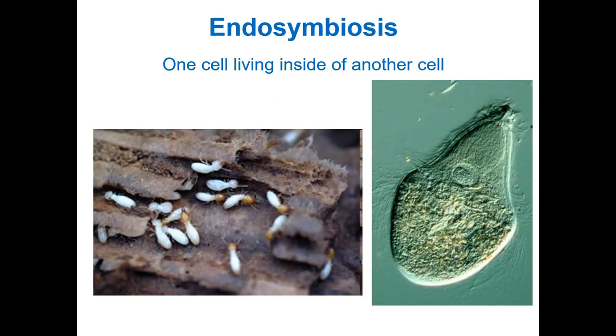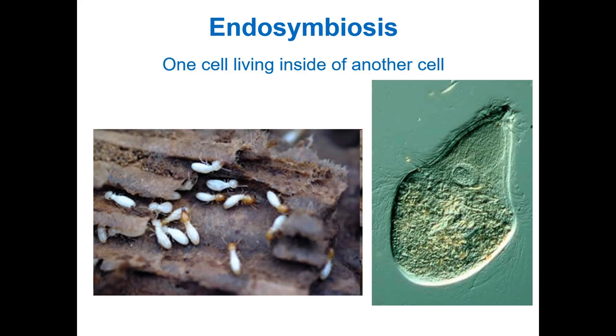We talked about symbiosis in our last topic. Remember that symbiosis is a close relationship between two organisms. Endo means inside. Endosymbiosis is where we have one cell living inside of another cell. What you're seeing on the left here are termites. And as you know, termites eat wood. They break down the cellulose and they get energy from that food. Cellulose is a really tough material. It's really difficult to break down. Very few things can break down cellulose. And actually, termites can't do it either. Within the gut of the termite is a little protist. And that's what you're seeing on the right.